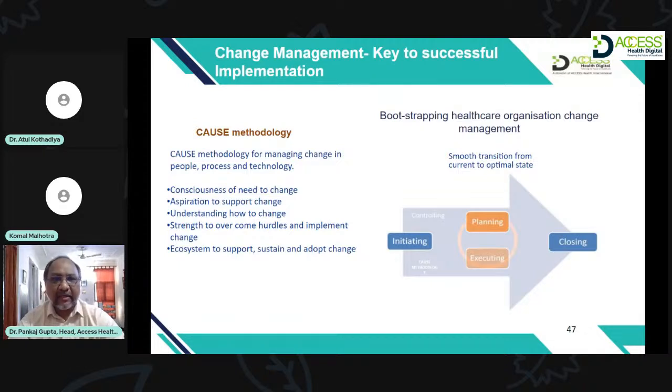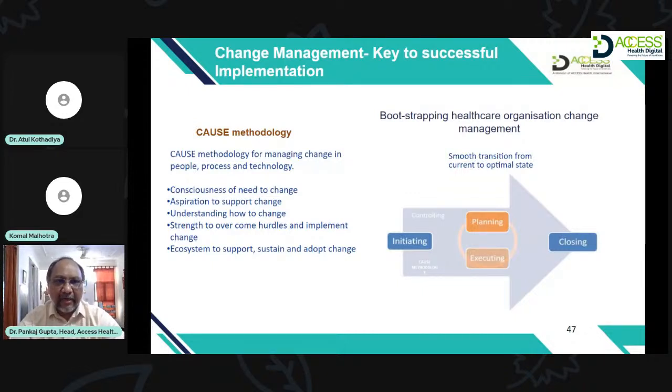All the training is required, and one time training is never sufficient. You have to train until you actually are able to do it very well. Next is the strength to overcome the hurdles and implement the change. What that means is that no implementation, large size implementation, I'm assuming, will ever go smooth.